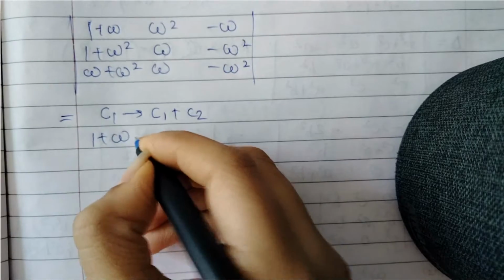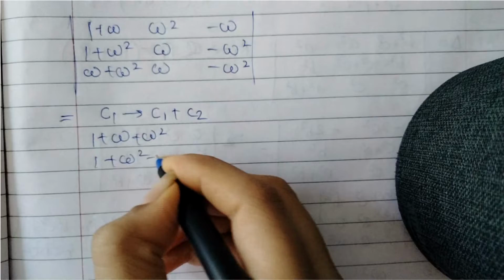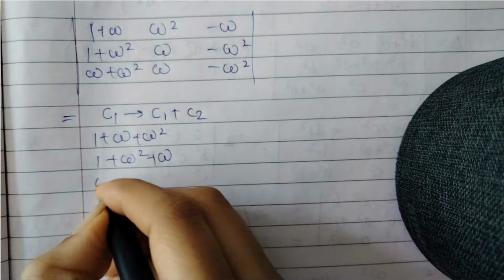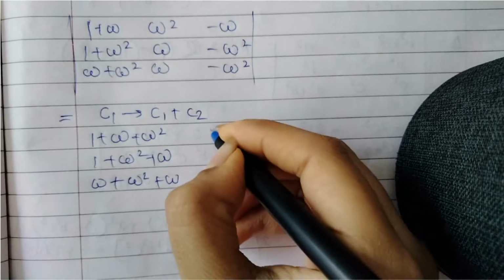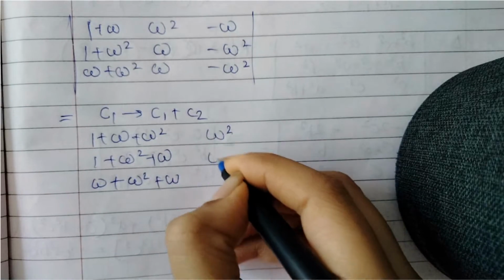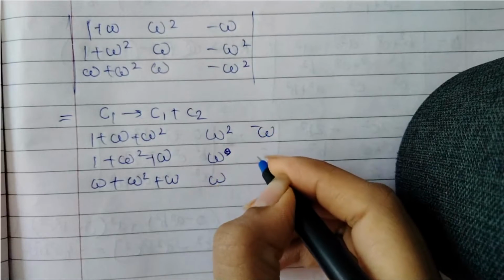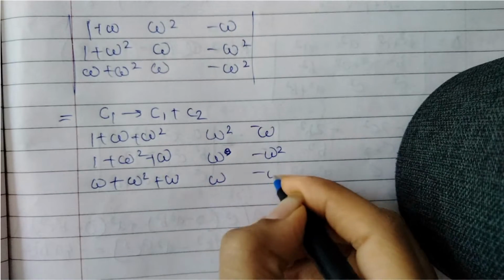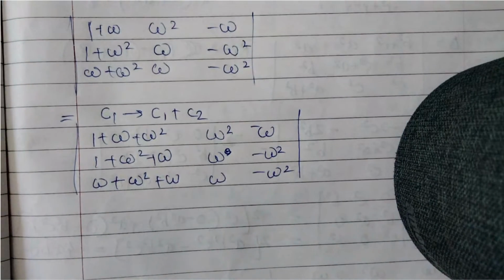1 plus omega square, 1 plus omega square plus omega, omega plus omega square plus omega. This will remain as it is, omega square, omega, omega, minus omega square and minus omega square. The other two columns will remain as it is.